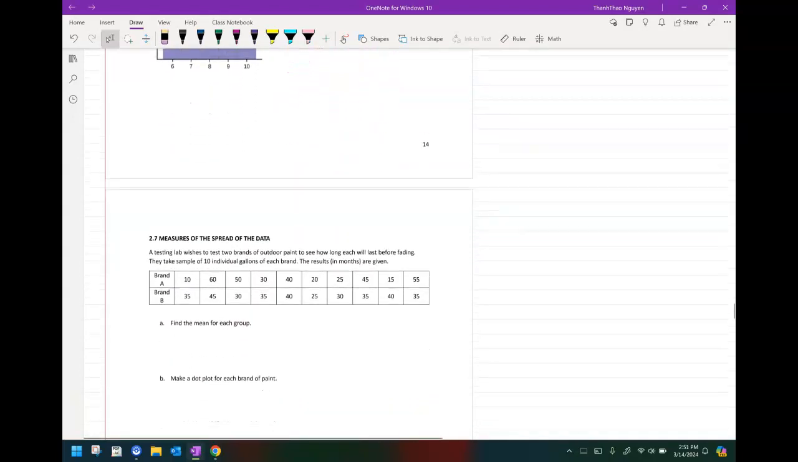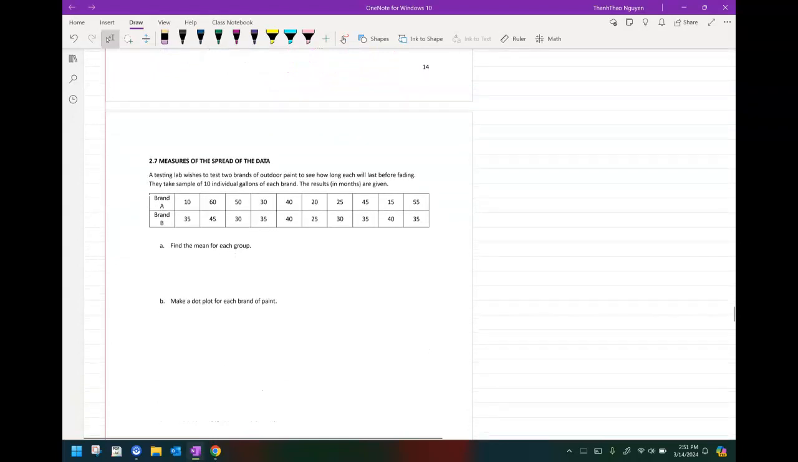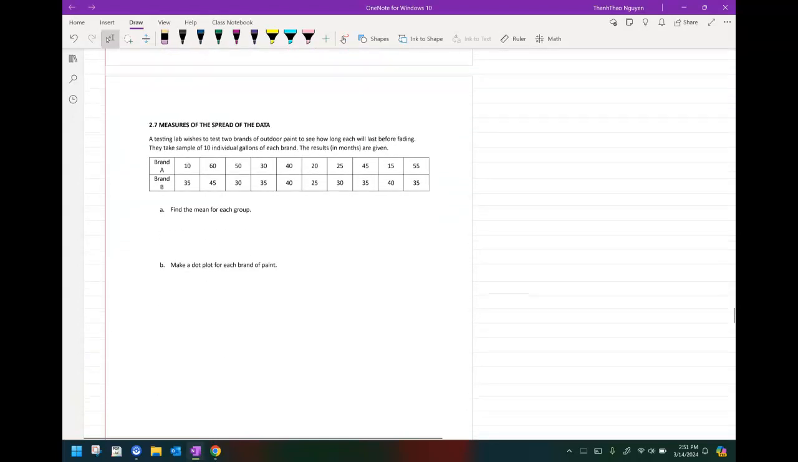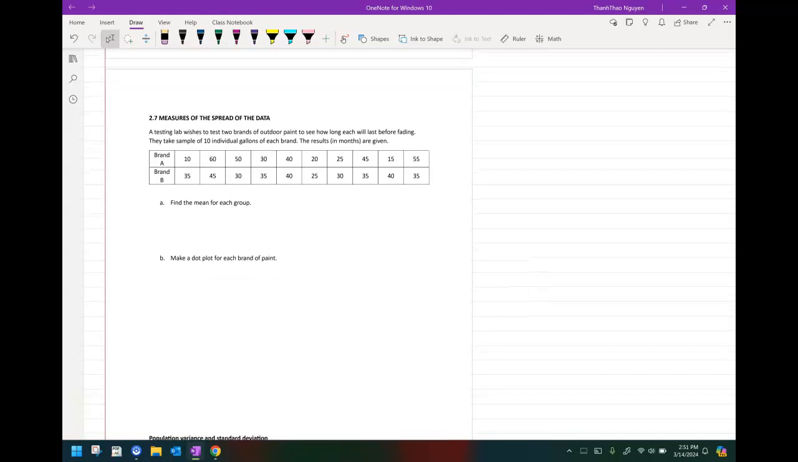Let's talk about the measures of the spread of the data. A testing lab wished to test two brands of outdoor paint to see how long each will last before fading. They take a sample of 10 individual gallons of each brand. The results in months are given for brand A and brand B. We want to find the mean for each group. Then we'll make the dot plot for each brand of paint.